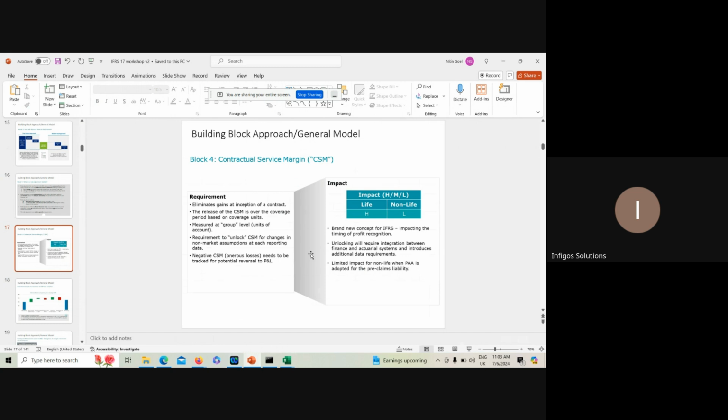For instance, you have an insurance policy and you have 20 years of cash flow. After calculating 20 years of cash flow, with all the expenses taken care of, you see a profit of 100,000 euro is coming. That profit you will not book in the profit and loss statement or balance sheet immediately. What you will do is assign it to CSM, contractual service margin. The contractual service margin will be released sequentially as the service is provided.